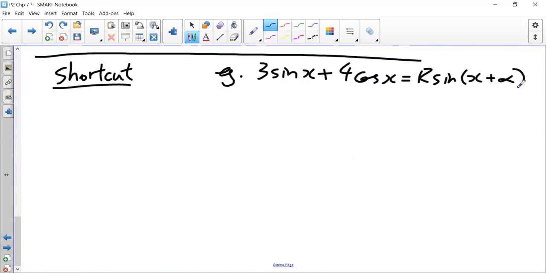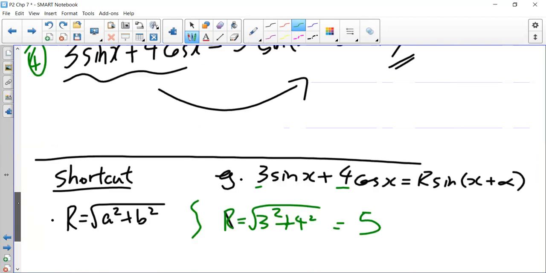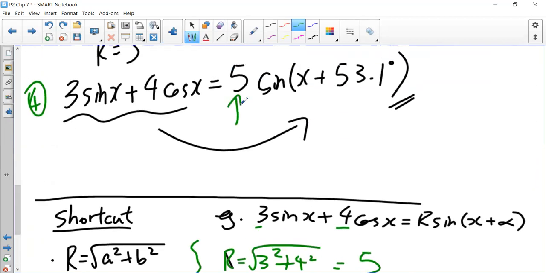So the shortcut for the value of R. R equals the square root of a squared plus b squared, where a and b are the coefficients, 3 and 4. So in here, R will equal the square root of 3 squared plus 4 squared, which is essentially 5. See, straight away, you can get your 5 a lot quicker.